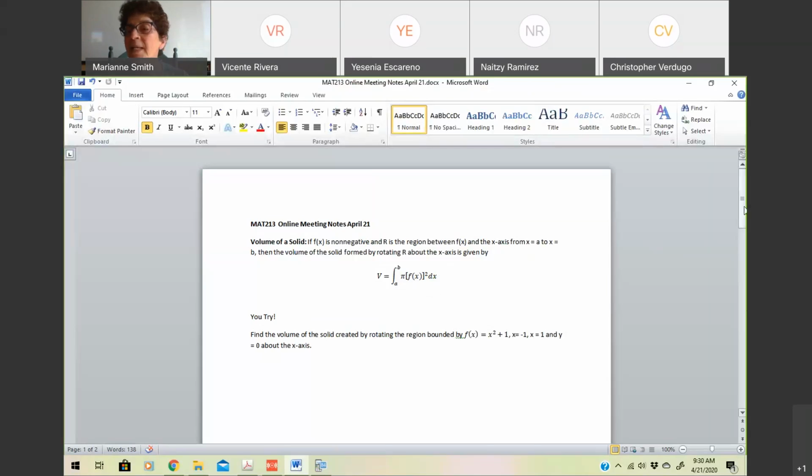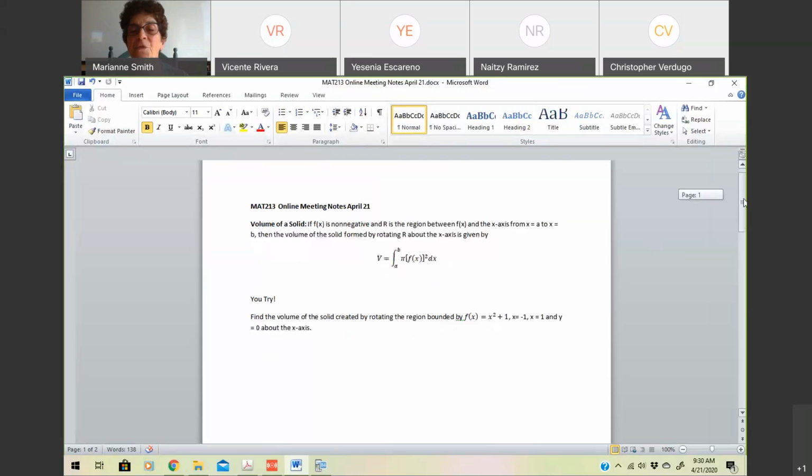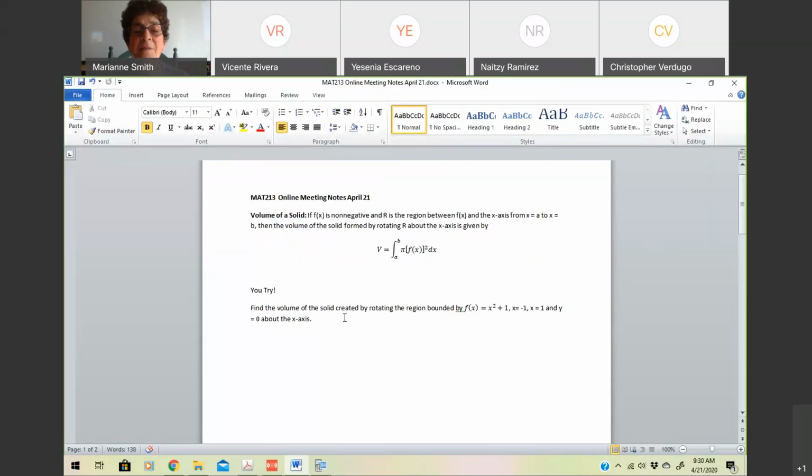So here's the one I'd like you to try. You try this one. Find the volume of a solid created by rotating the region that's bounded by f of x equals x squared plus 1, x equals -1, and x equals 1 and the x-axis. Okay, so you try this one. Okay, so try using the formula.